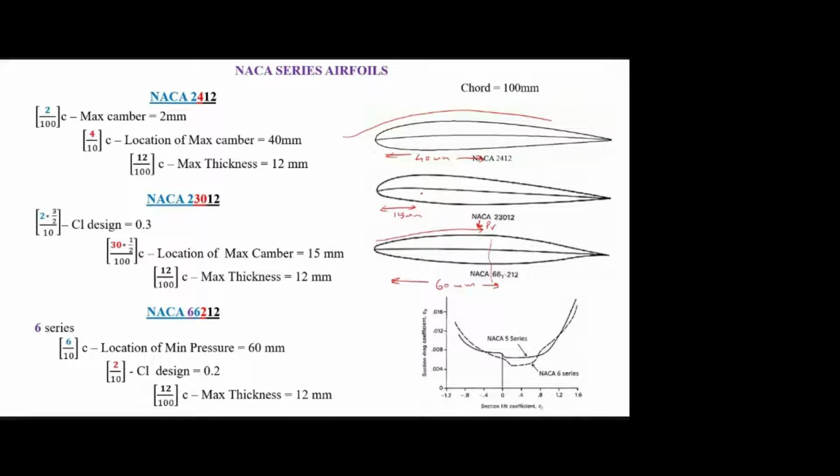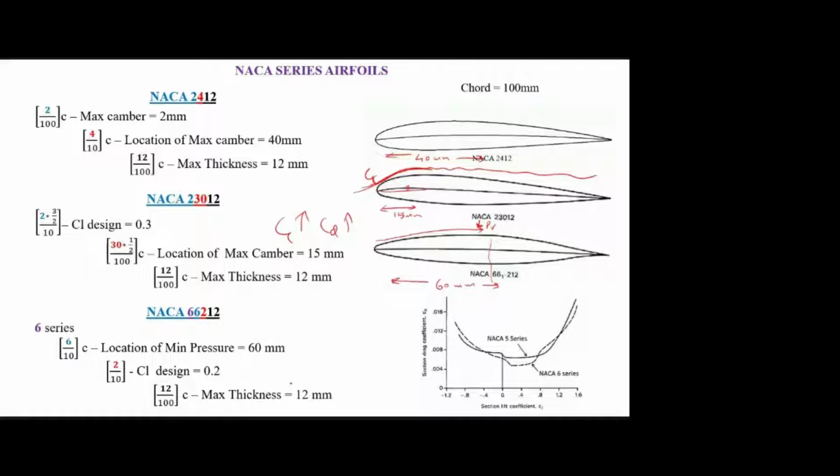Based on that, they created the 5 series. In the 5 series, they moved the maximum camber location to the forward direction. Because of that, we are getting more curvature here. If the curvature is increasing, acceleration also will increase, then CL also will increase. But whenever CL increases, CD also will increase. So compared to the 4 series, in the 5 series they moved the maximum camber location forward so that the curvature, acceleration and CL are increased. But this increases the CD also because the flow is attached only up to this point, then there will be a separation. So CD also increased.